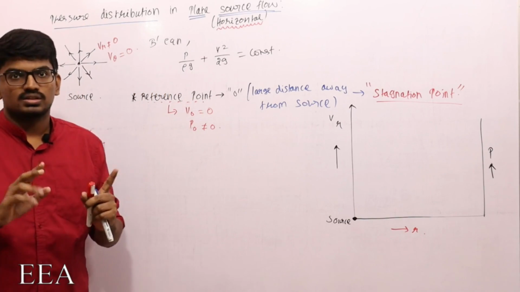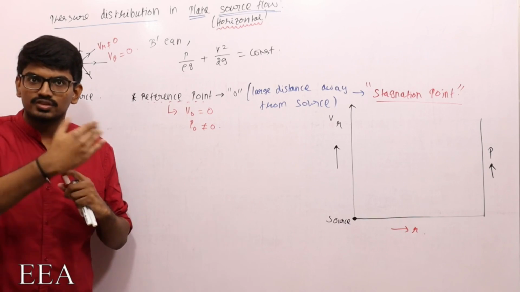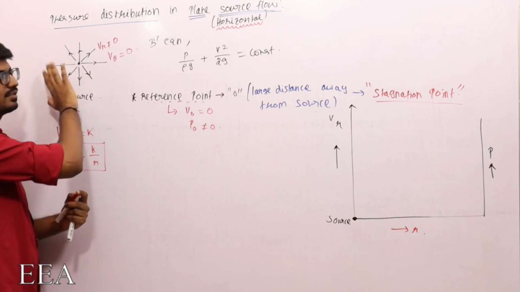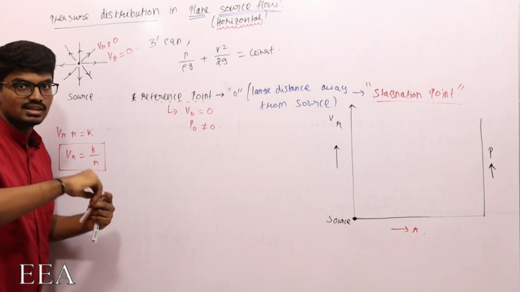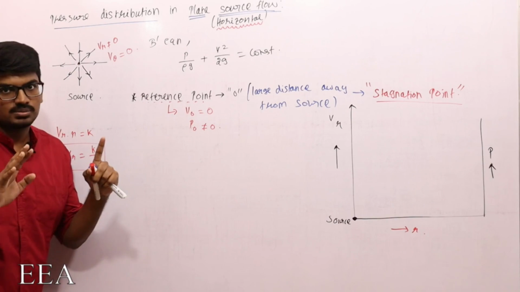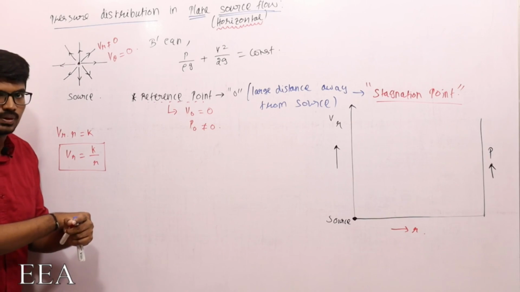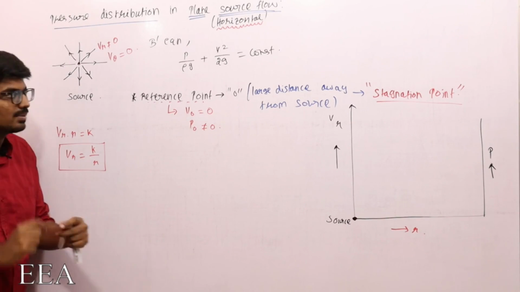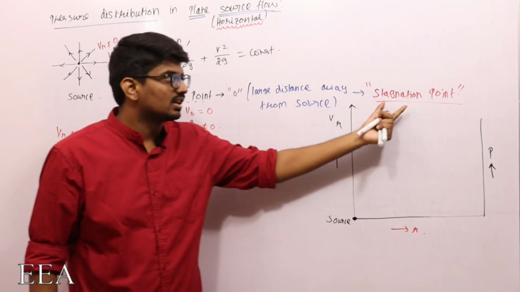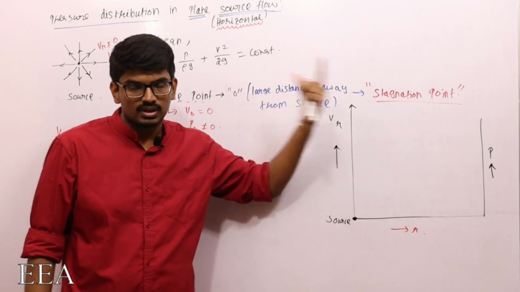So horizontal. The second point is, as we move further away from the source, there will be one point where the velocity will become zero, because we know that radial velocity is decreasing with r. So the velocity will become zero, and that point I'm going to take as a reference point, which is nothing but a stagnation point.